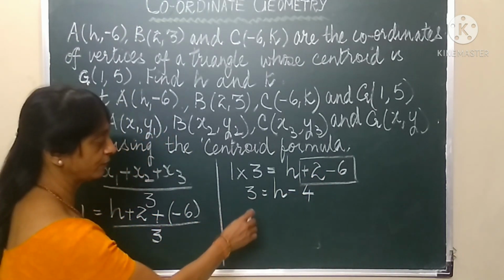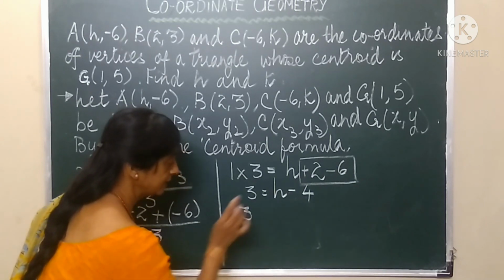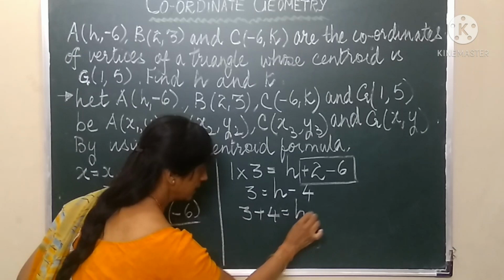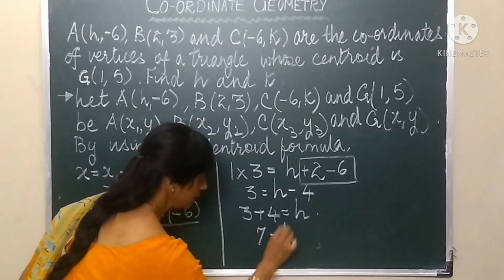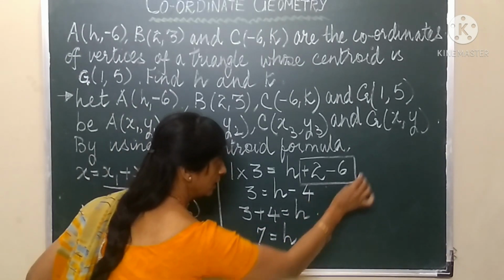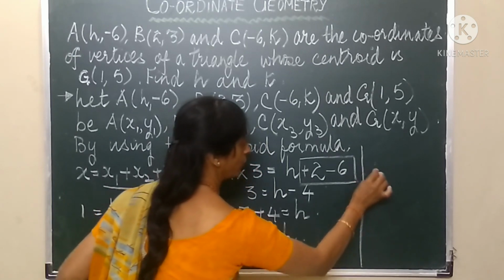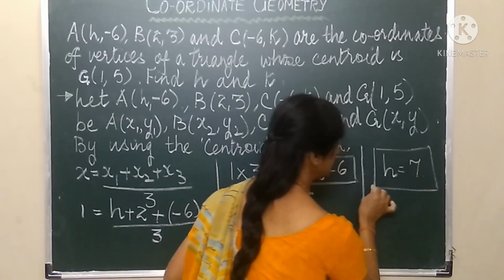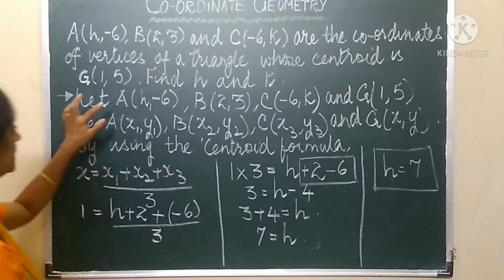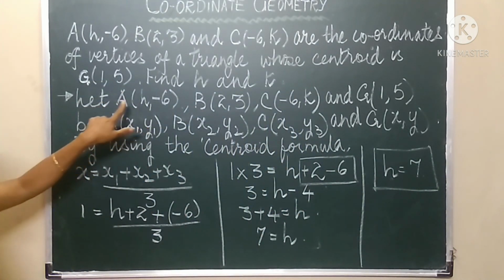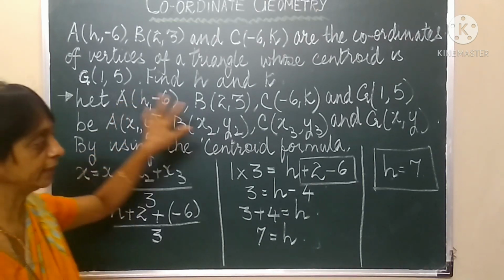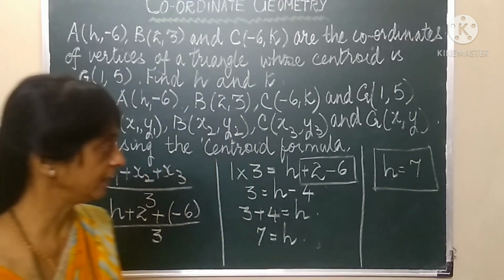Let's transfer minus 4 on the other side to get the value of h. So 3 plus 4 is equal to h. So 7 is equal to h. In other words, therefore, h is equal to 7. And what is h? h is the x coordinate of point A. Thus, the value of x coordinate of point A is 7.